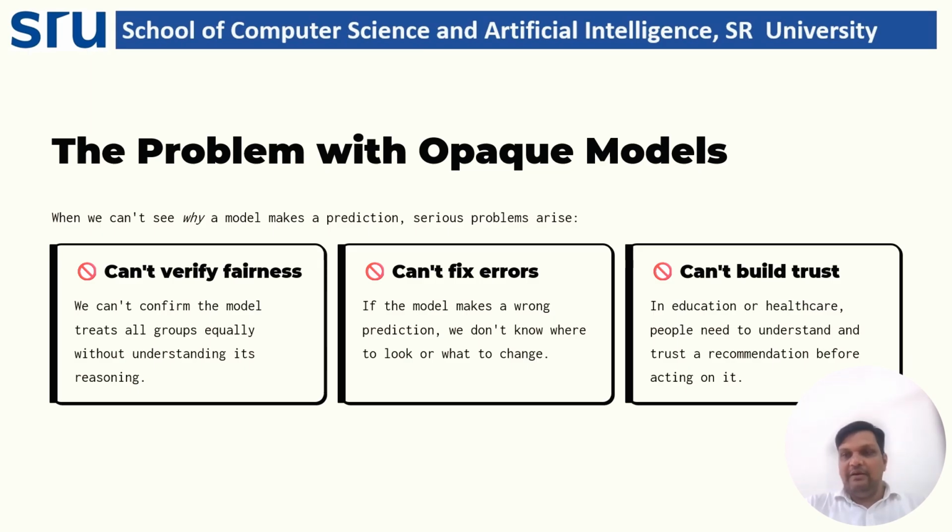In other words, the lack of transparency creates serious challenges. We cannot verify fairness, we cannot fix errors easily, and most important, we cannot build trust, especially in critical fields like healthcare or education. That's exactly why explainable AI is essential.